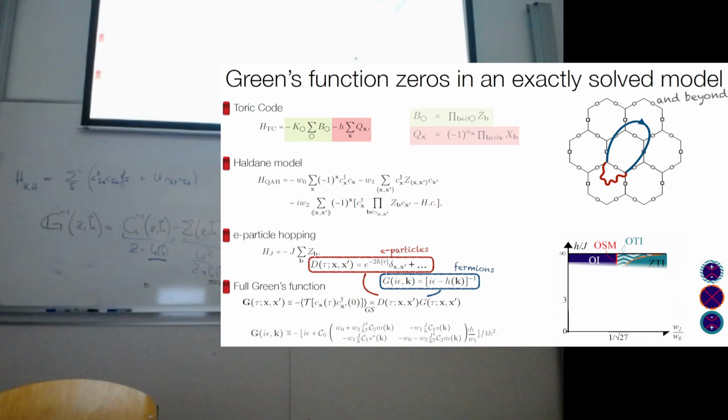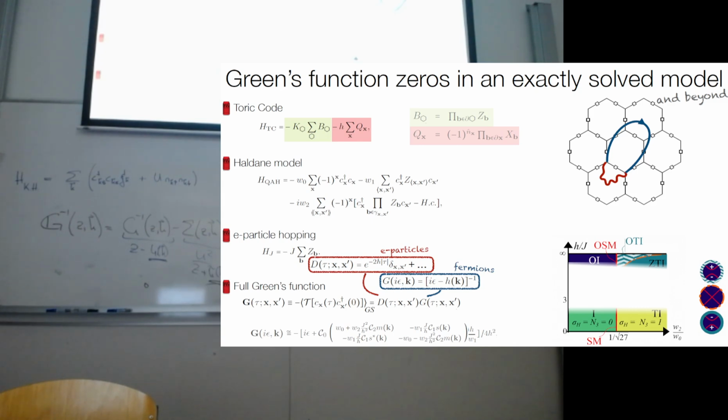There's a regime in between here where W2 is larger than 27 times W0, but the Green's function zeros are still not topological, because the second order hopping is too costly to make them so. So in this region here, the Green's function zeros are not topological, but out here there are Green's function zeros which have a topological band structure with an inverted gap.